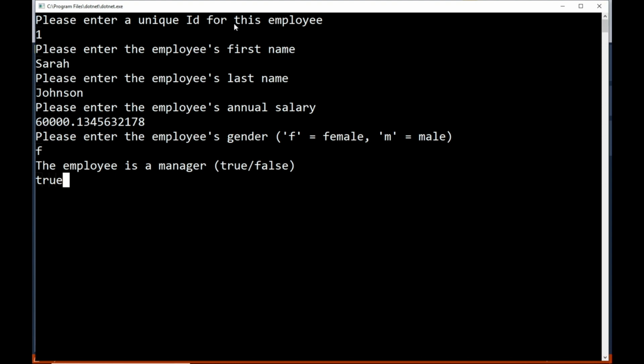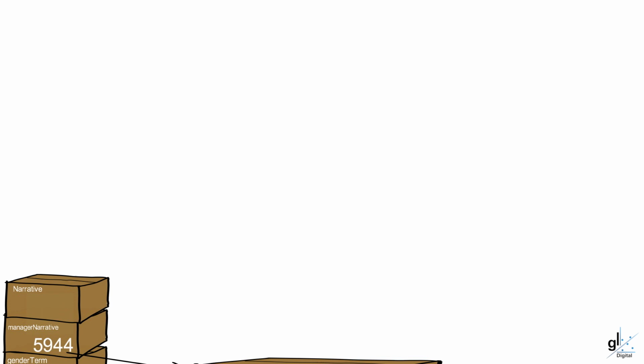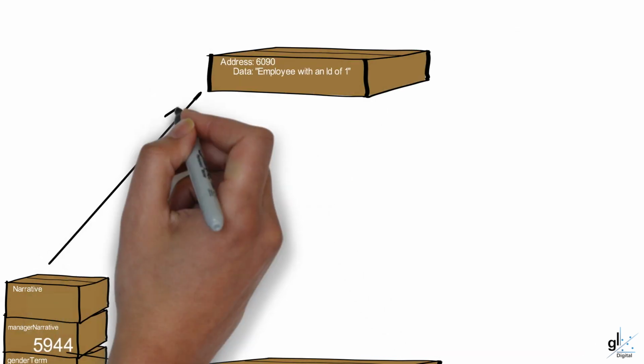The isManager field is the last input field, so when we press the Enter key, we should see our output narrative describing the employee. Let's press the Enter key. But before we show the output, let's continue with our abstract example and show what the concatenated string for the narrative variable looks like after each concatenation operation occurs.